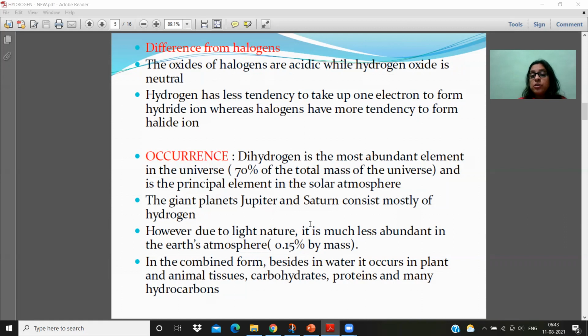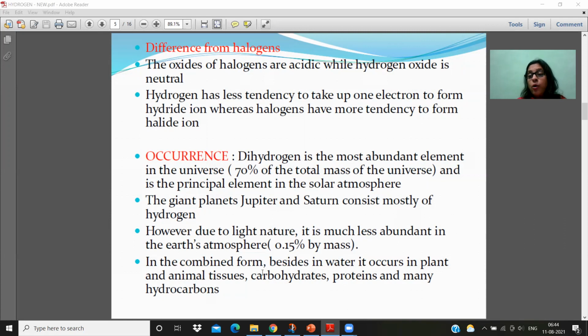Giant planets like Jupiter and Saturn also consist mainly of hydrogen gas. Because of its light nature, it is comparatively less abundant in the Earth's atmosphere with respect to the stars and meteors. It is only 0.15% by mass. Why is it so less abundant? Because it is lighter in nature and all of it goes to the very top of the atmosphere.